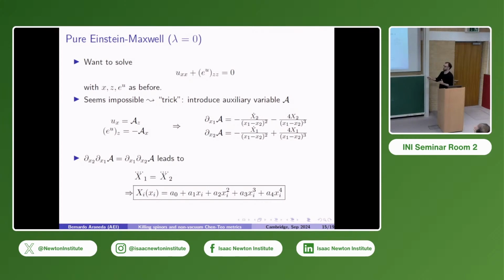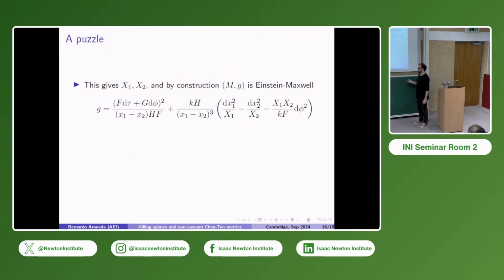So from this elementary trick, you solve the total equation, and you find that the solution is really given by a fourth order polynomial. So there are 5 constants of integration, those are the parameters of the solution. And now that's it, you have solved the total equation. Now the puzzle is the following.